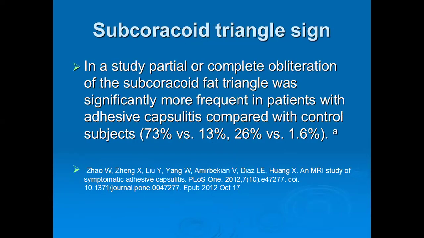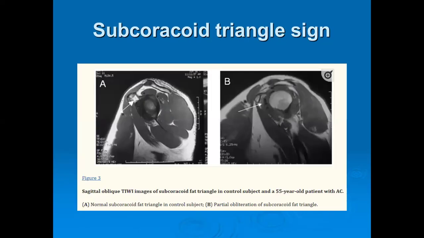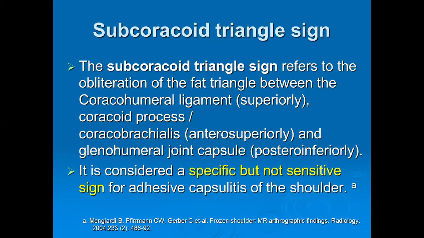We discuss in detail the subcoracoid fat triangle and the subcoracoid triangle sign. The subcoracoid fat triangle is a normal structure present between different structures. In adhesive capsulitis, this triangular structure, made of fat and lipids, diminishes, and we can see complete or partial obliteration of this subcoracoid fat triangle.